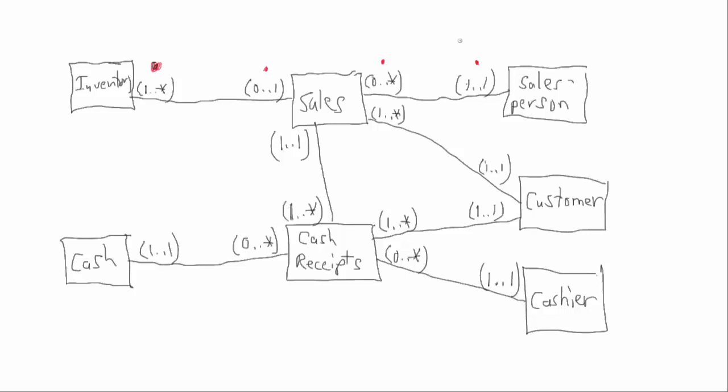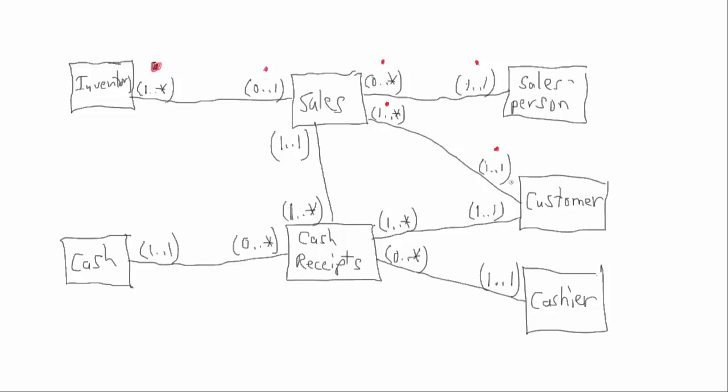Each customer, in order for them to be classified as a customer in this model, has to participate in a sale. So each customer is going to participate in at least one sale. But a customer may be a repeat customer and participate in many sales. On the other hand, for each and every sale, the sale is going to involve one and only one customer. So hopefully we're driving home the nature of these multiplicities.